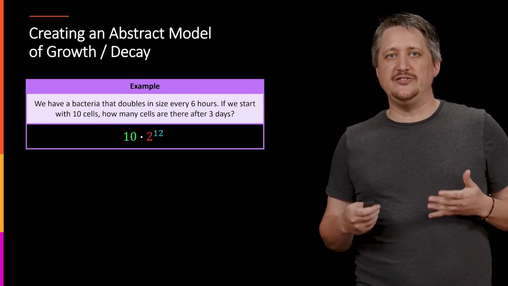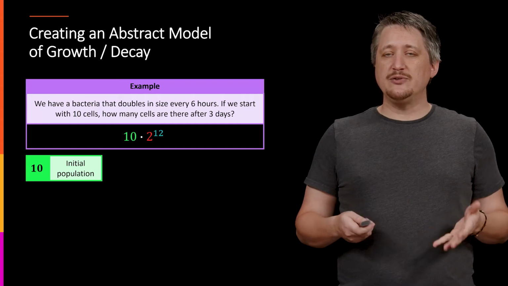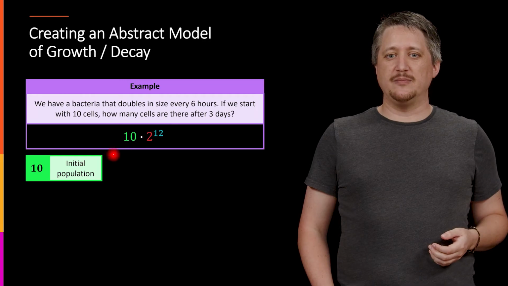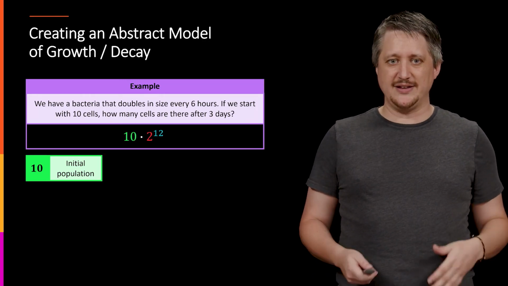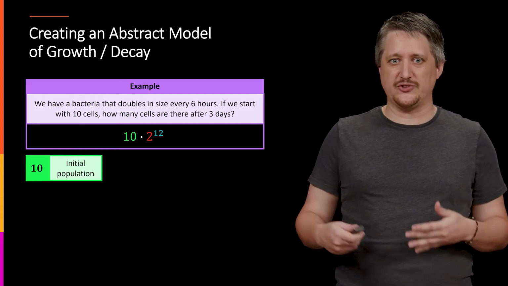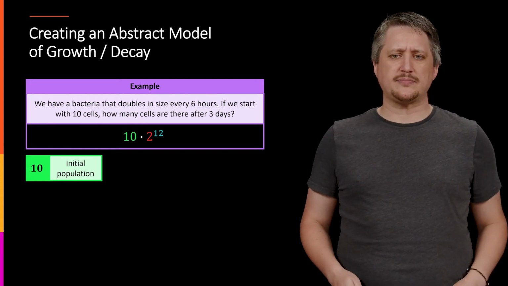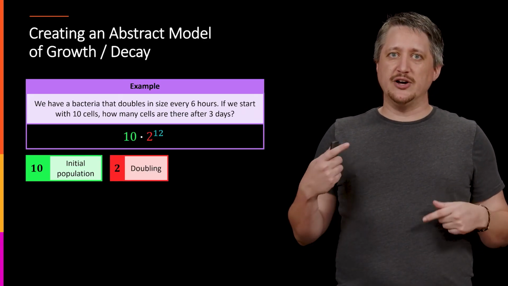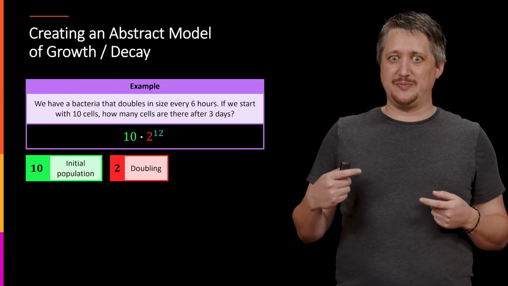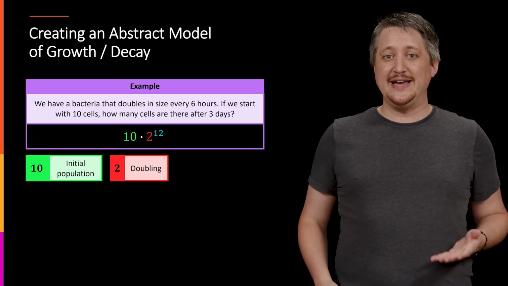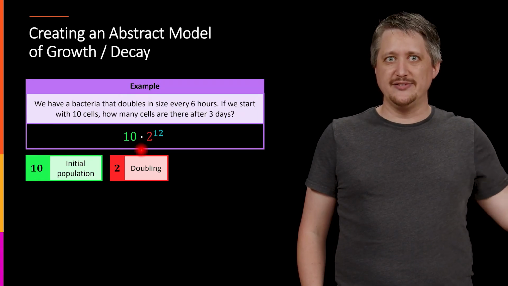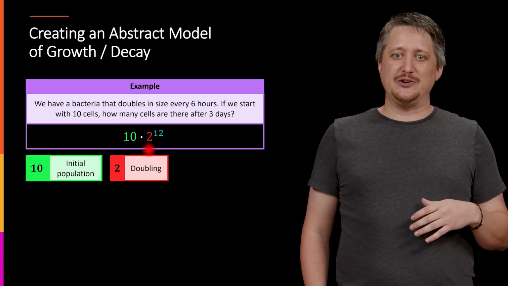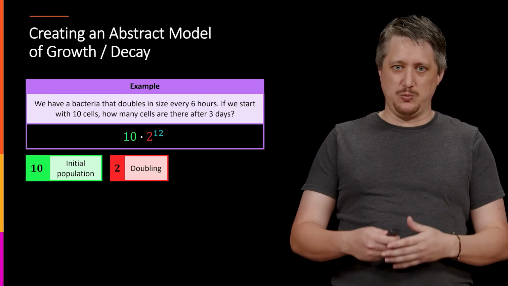But let's look at what each of these numbers mean. That 10, that was the initial population. That's how many we had, the 10 cells. So really this front number is a 10 because it's how many things we started with. If we started with 5 cells instead, we'd put a 5 there. The 2 came from the fact that we're doubling. Every time we doubled, we increased the power of 2 by 1, because we're multiplying by 2 every time. So this base is not just a 2 for no reason. It's 2 for a very specific reason, that we're doubling. If it were tripling, it would be a 3. If it were increasing by a factor of 1.1, it would be 1.1.